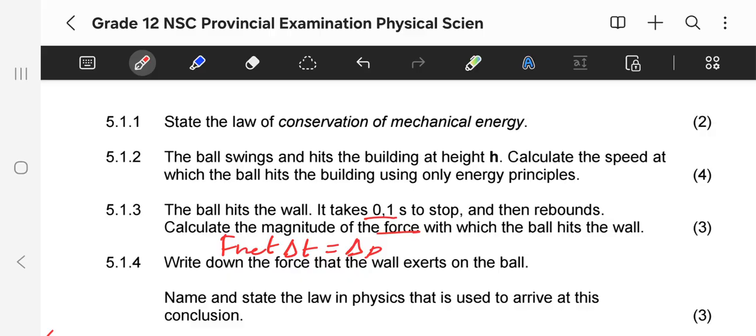So when the ball is about to hit the wall, it's moving in one direction. It's moving in the positive direction. I hope, guys, that makes sense. So if it's moving in one direction, we'll take that direction as positive, and that direction is towards the wall. Towards the wall is positive.